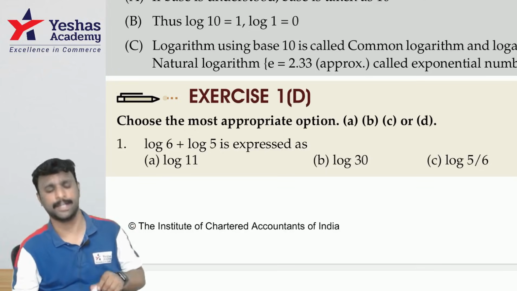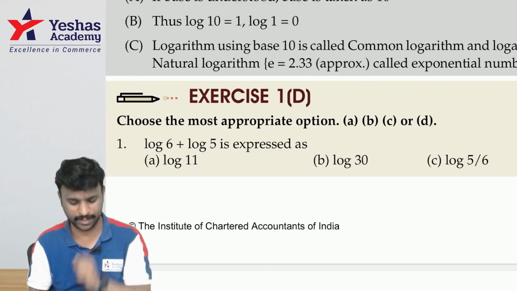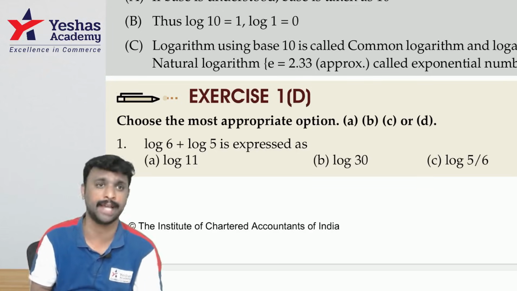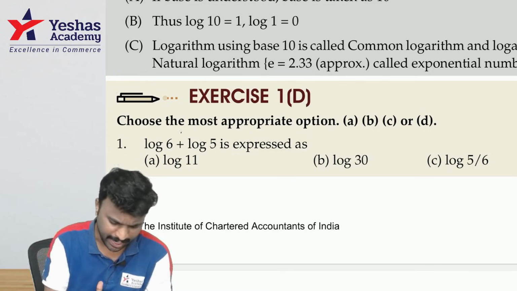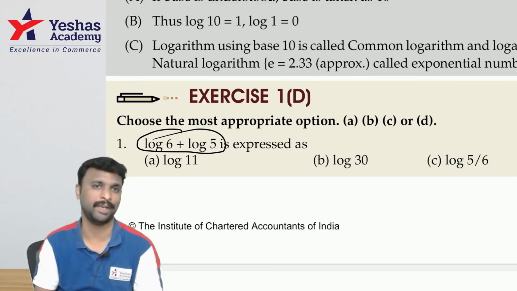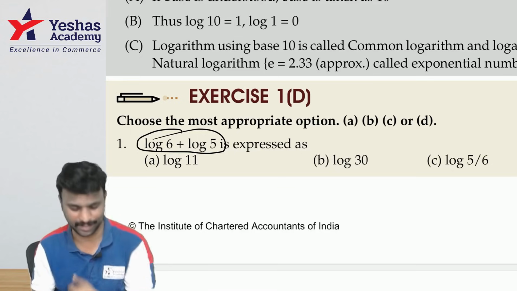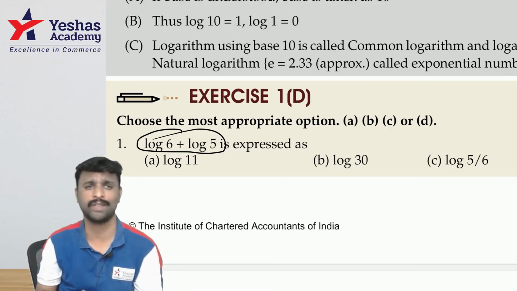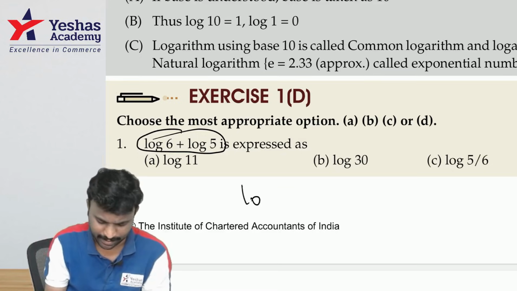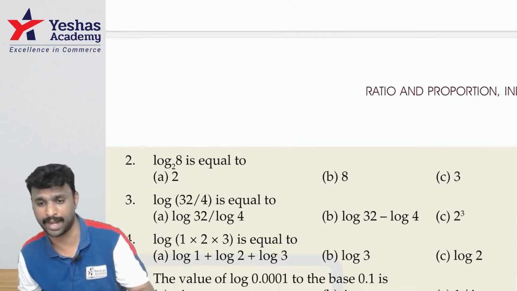Hello everyone, let us start solving the questions on exercise 1D. The first question is log 6 plus log 5 is expressed as. See, whenever the addition of two log terms is given, we can always convert addition into what? Multiplication. As we know the property, log x plus log y is log x into y. So log 6 plus log 5 is log 6 into 5, which is nothing but log 30. That means option B is the right answer.